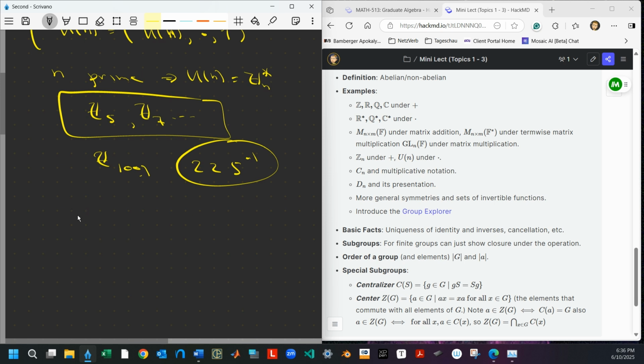One thing to note is that C_n here is basically the same as Z_n, except usually when we have the cyclic group, we think of it as being multiplicative. So we have a group. One obvious example is where we have rotations of a polygon.